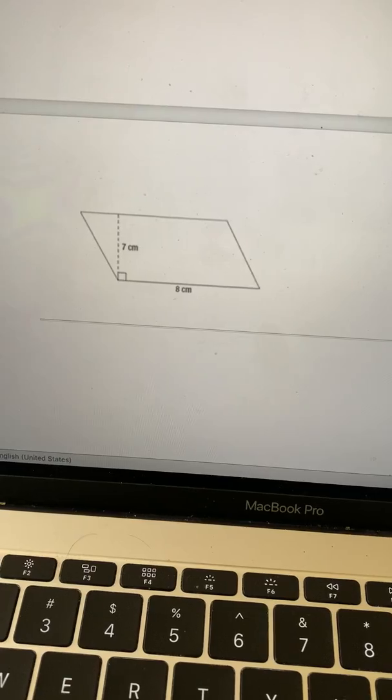Okay. For number 2, even more straightforward. You have to look at this question and say, what is the base and the height? So it's area equals base times height. Area equals 8 times 7. Area equals 56 units squared.